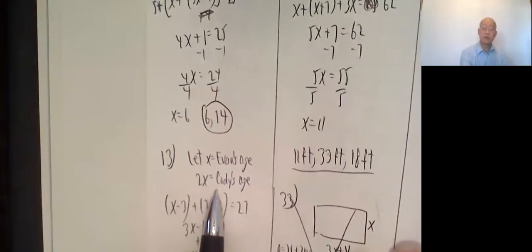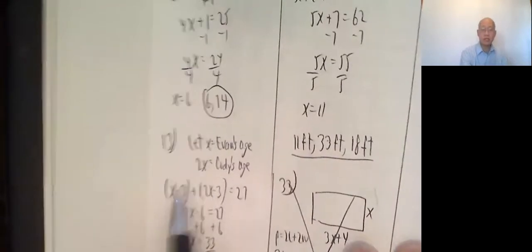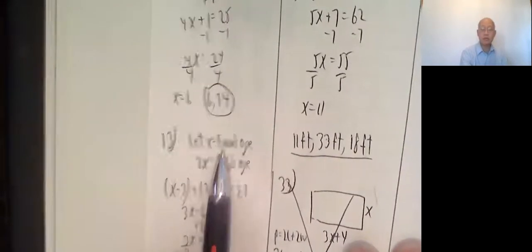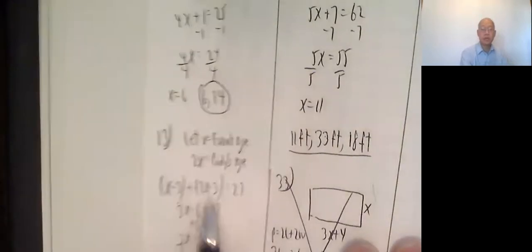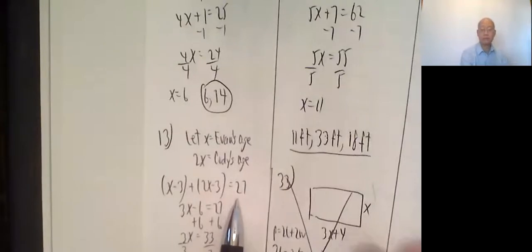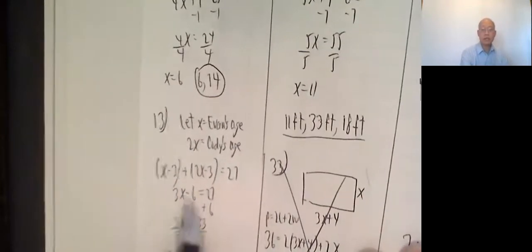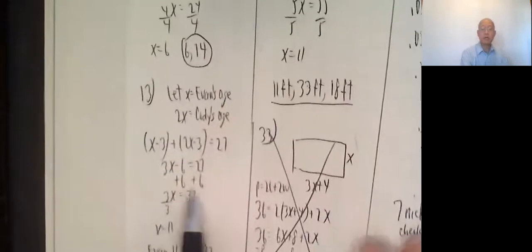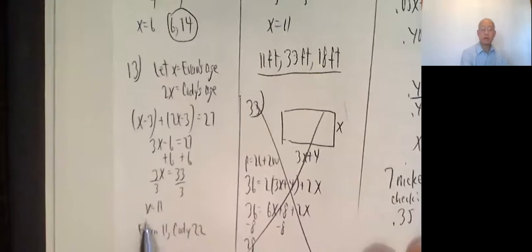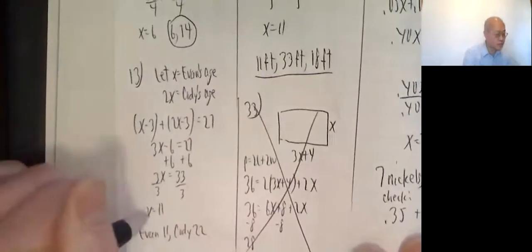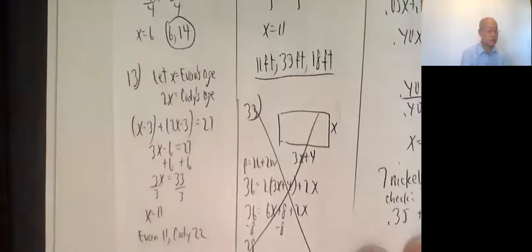Then it says something about 3 years ago. So 3 years ago, you subtract 3 from each. So x minus 3 is Evan's age 3 years ago. 2x minus 3 is Cody's age 3 years ago. And it says that sum is 27. Okay, so 3x minus 6 is 27. Add 6. 3x equals 33. Divide by 3. x equals 11. So that means Evan is 11 and Cody is 22.